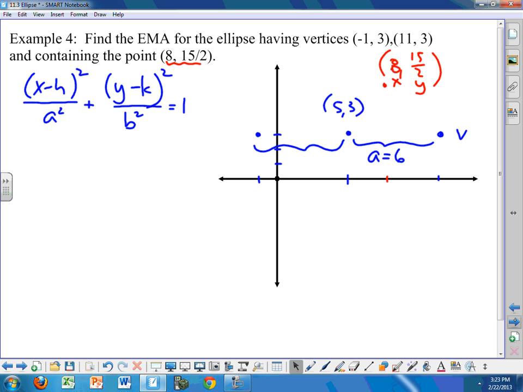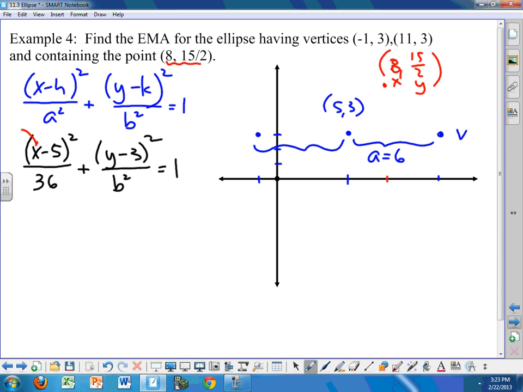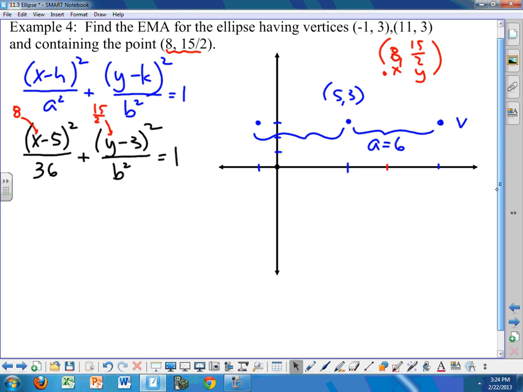Again, we're looking for the endpoints of the minor axis, and therefore we're looking for the b value. We've already found h, so that's going to be x minus 5. That comes from the center of our ellipse. We also know a squared is going to be 36 because a is 6. The y minus the k value of 3, and over b squared equals 1. Here's where we don't know the value of b, but by substituting in our point 8 comma 15 halves, so I can put an 8 right there, and I can put a 15 halves right here, and I should be able to solve for the b value in this equation. Let's see if we can do it.